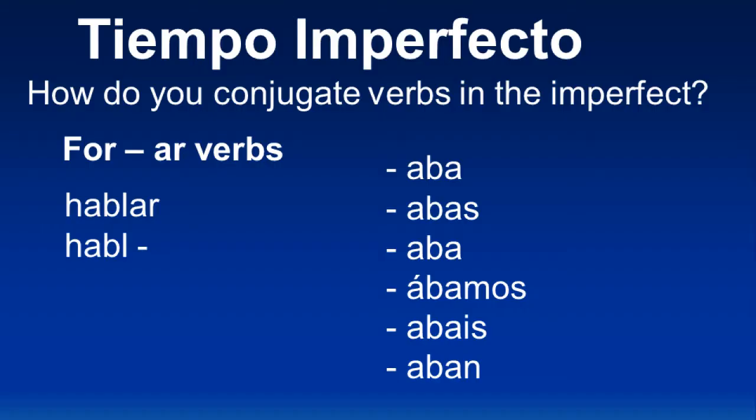And let's first look at how we conjugate it. For AR verbs, we drop the AR ending, and we have the stem, HABL, and we simply add an ending. And so for yo, we would say yo hablaba. This would be I talked. Tú hablabas. Él hablaba. Nosotros hablábamos. And notice that in the nosotros, that's the one subject pronoun where we do have an accent. Vosotros hablabais and ustedes hablaban.